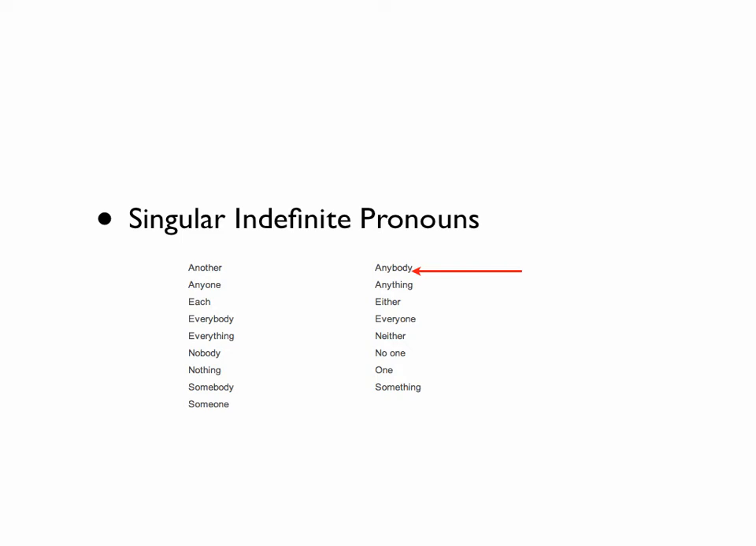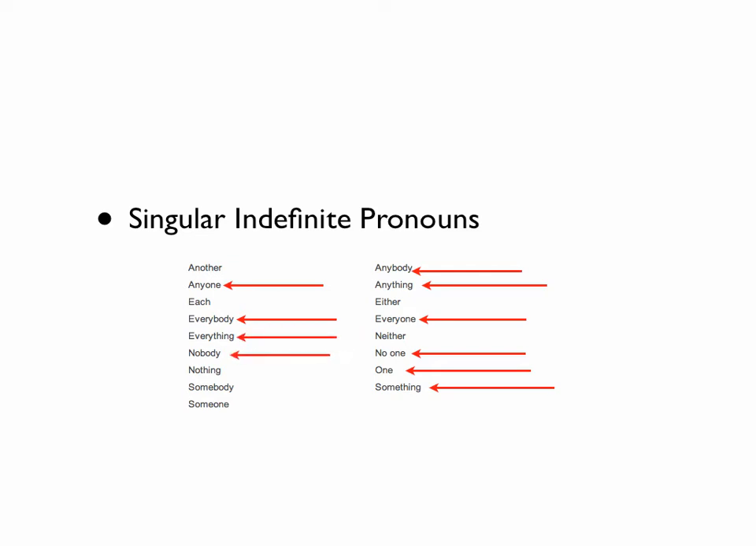Notice how anybody, anyone, and anything, you have one, body, and thing. If the pronoun ends in one, body, or thing, it has to be a singular indefinite pronoun. Because look at the rest of them. You have everyone, which ends in one, no one, which ends in one, and something, okay, so that ends in thing. Everybody ends in body, everything ends with thing, nobody, nothing, somebody, and someone.